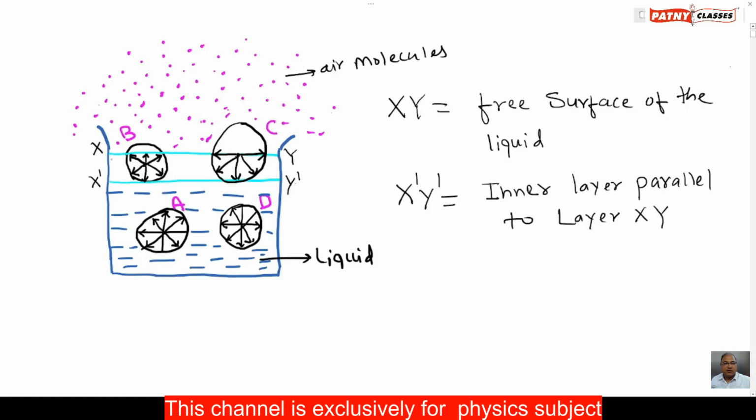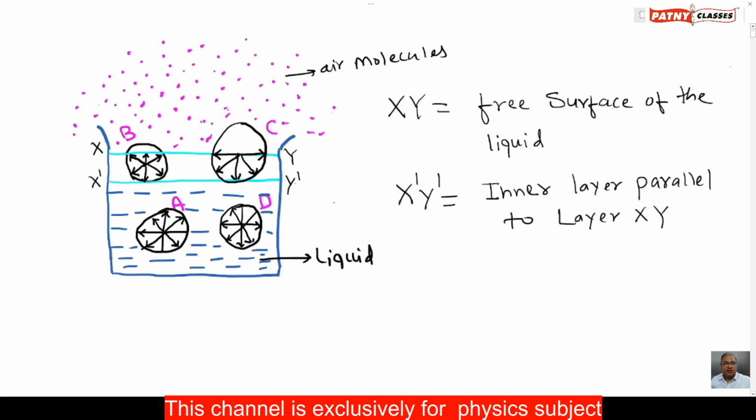There are 2 layers here. One is the layer XY, which I have shown by the line XY. And another layer is X dash Y dash. So these are the 2 layers. The layer XY is the free surface of the liquid. And X dash Y dash is the next layer, parallel to XY. We are talking about these 2 layers such that they are one after another, the immediately next layer.